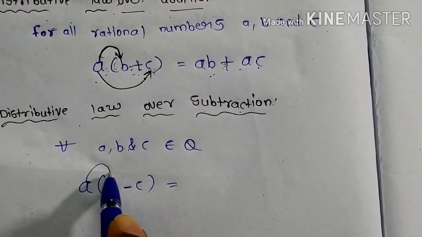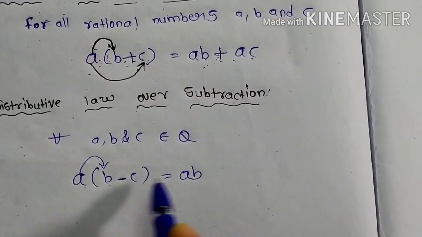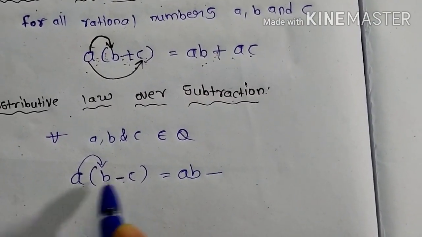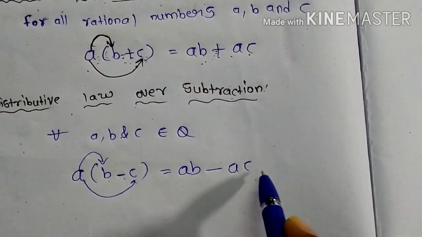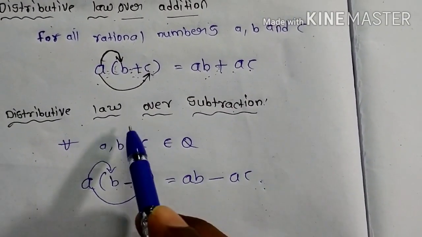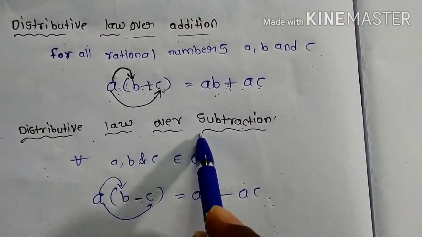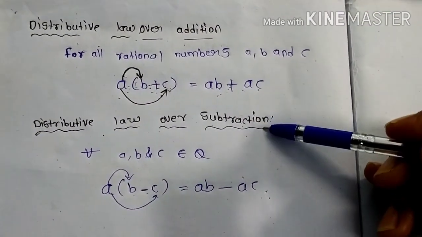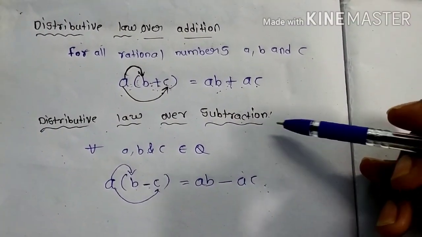First you can take A into B, you can write AB. Next you can write minus. Next A into C, you can write AC. So A into (B minus C) is AB minus AC. This is your formula. This is called distributive law over subtraction. Just know that these two laws are called distributive laws only. We can use these formulas in the exercise.